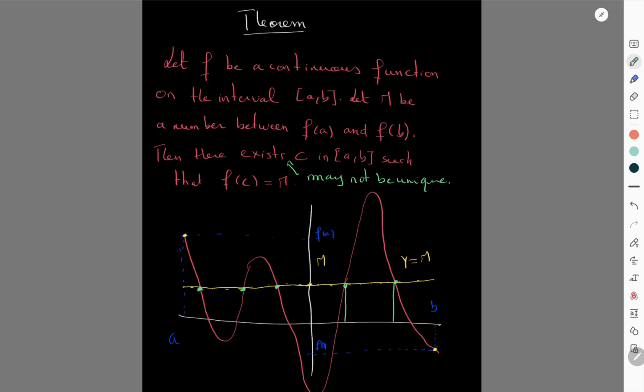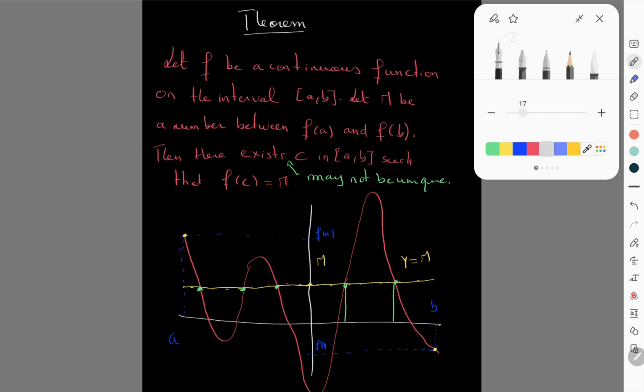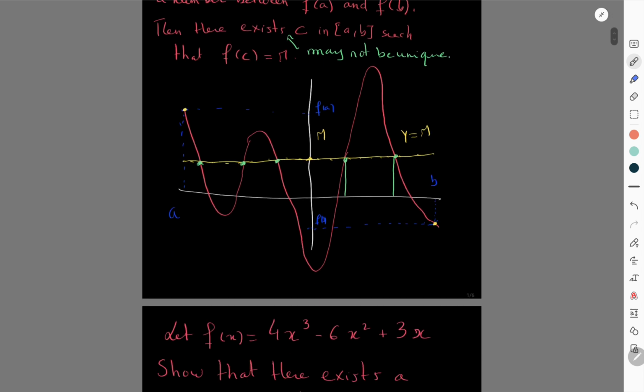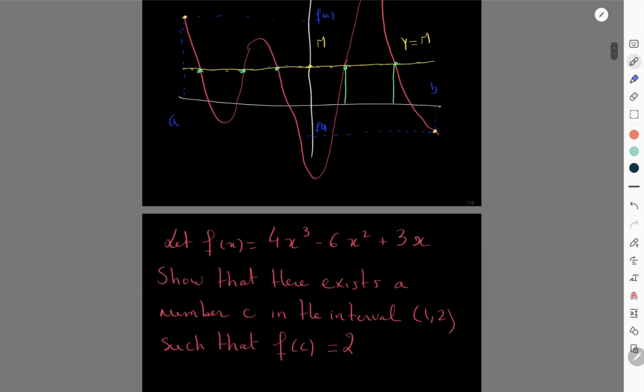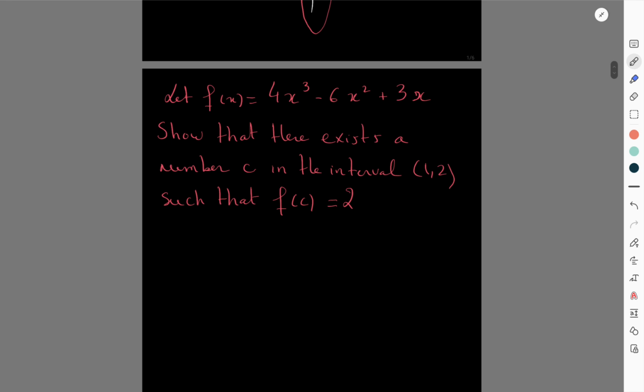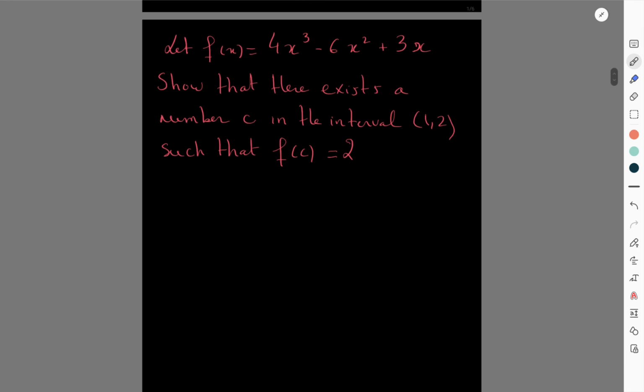Now let us move on to applications of the intermediate value theorem and use it to solve some questions. So first of all, let f(x) be 4x cubed minus 6x squared plus 3x. Show that there exists a number c in the interval (1, 2) such that f(c) is equal to 2. Of course, the way to proceed here is using the intermediate value theorem, a classic question.